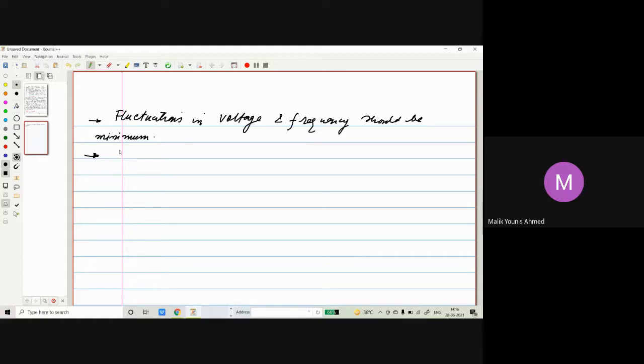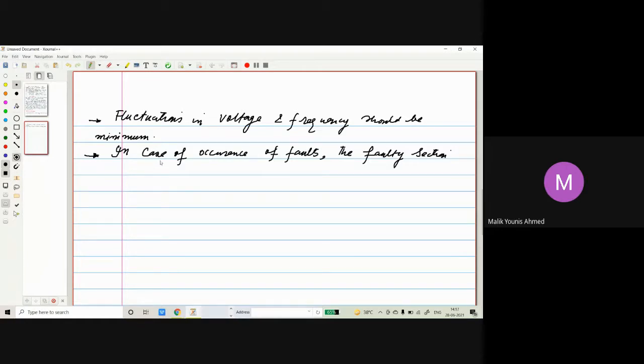So we can write here: in case of occurrence of faults, the faulty section should be isolated. Faulty section means there will be a relay. The relay will give a signal to the circuit breaker. The circuit breaker will isolate it by opening the contacts. The relay will open or close the contact, giving a signal to the circuit breaker, and the circuit breaker will isolate the faulty section.